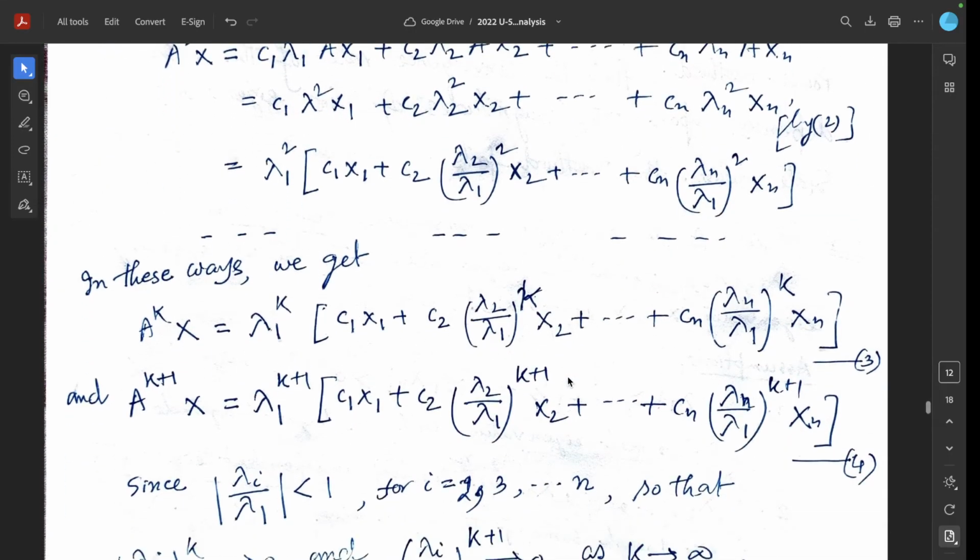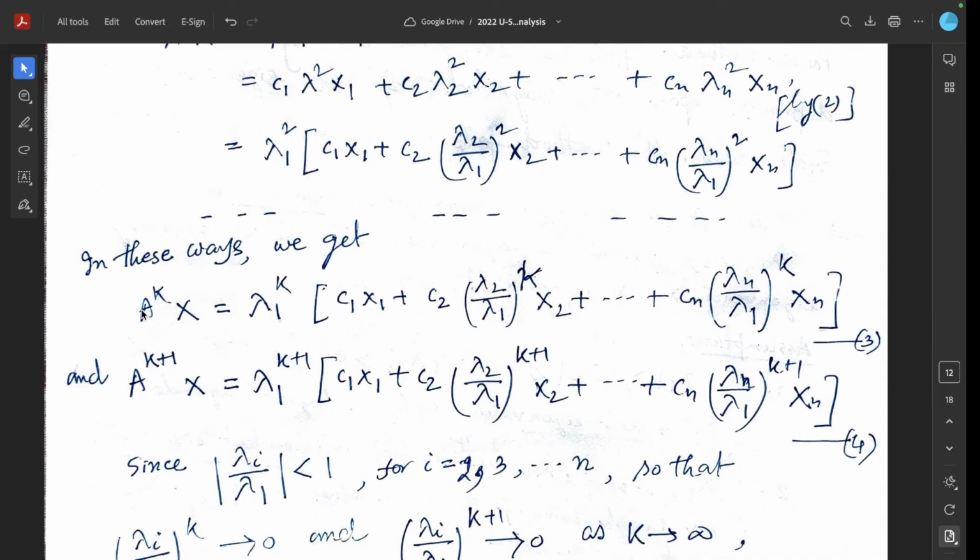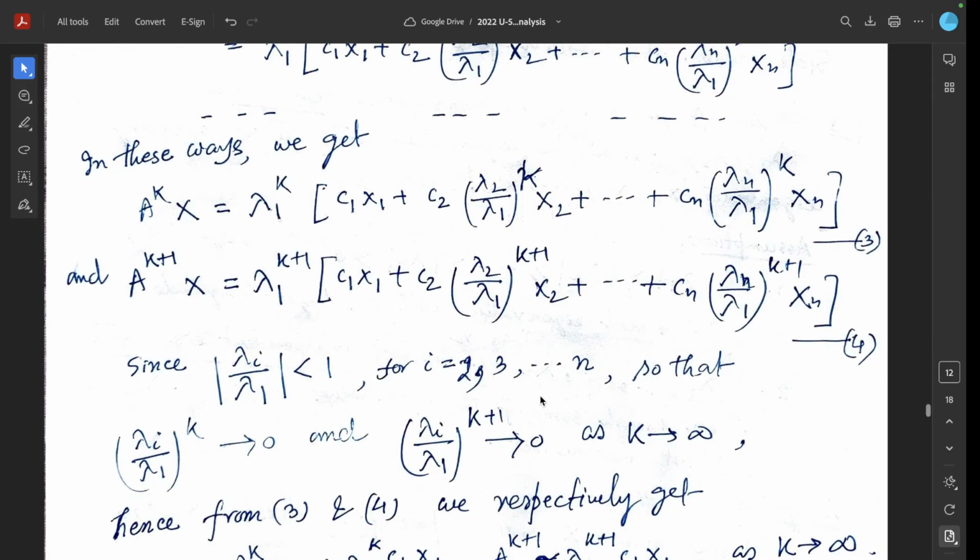And in this way, we get A to the power k x equal to lambda 1 to the power k times bracket c1 x1 plus c2 (lambda 2 by lambda 1) whole to the power k x2 plus and so on. In the next step, again multiplying both sides by A, A to the power k plus 1 x equals this equation 4.